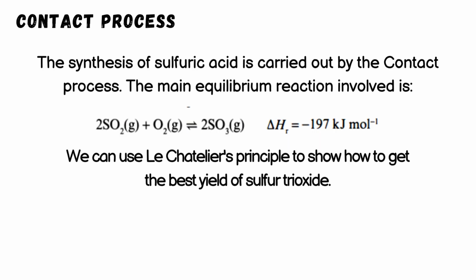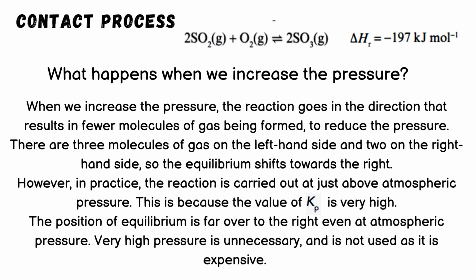Contact process. The synthesis of sulfuric acid is carried out by the contact process. The main equilibrium reaction involved is 2SO2 plus O2 gives 2SO3, delta H equals negative 197 kilojoules per mole. We can use Le Chatelier's principle to show how to get the best yield of sulfur trioxide. What happens when we increase the pressure?